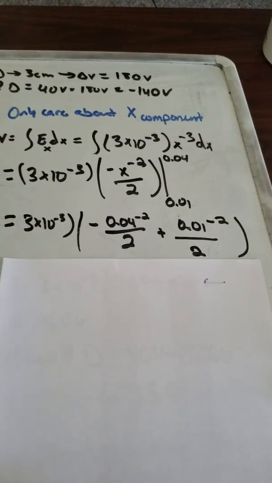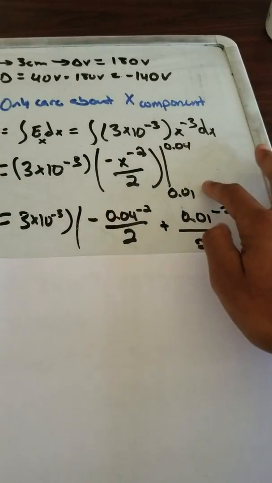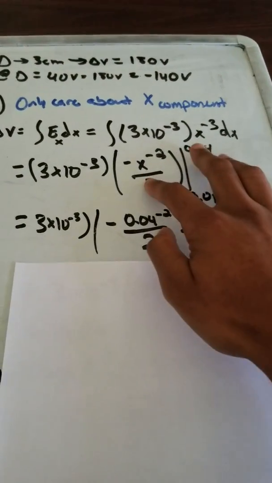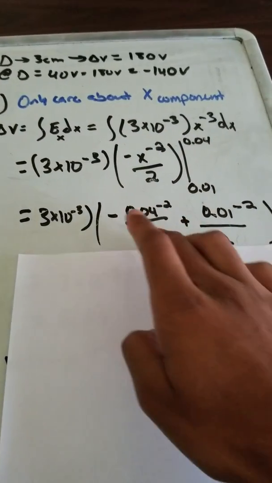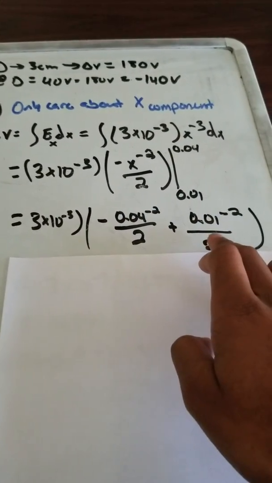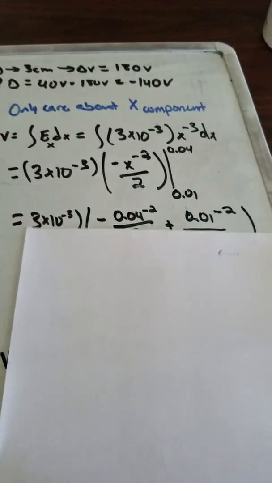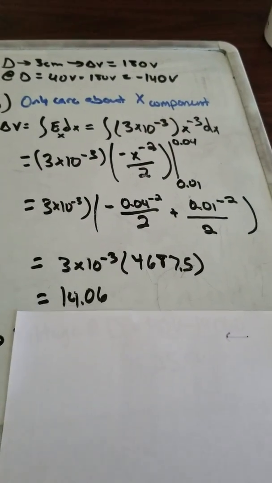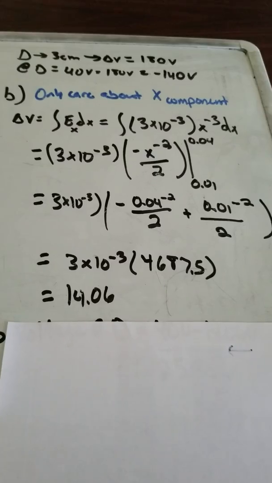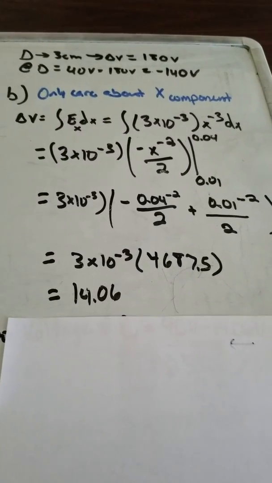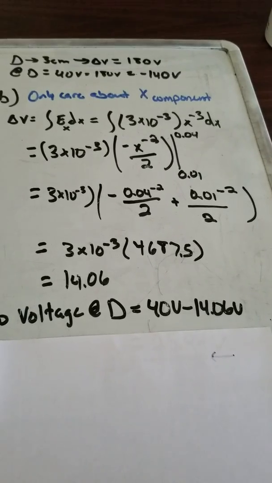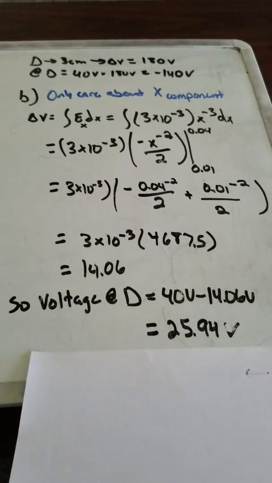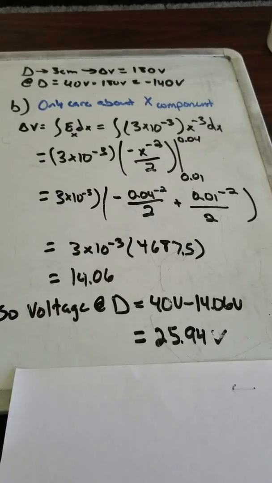So we just plug in our numbers for this integration. We plug in 0.04, we plug in 0.01, and we get that the change in voltage is equal to 14.06. So with that being said, the voltage at D is 40 volts minus 14.06 volts, giving us 25.94 volts.